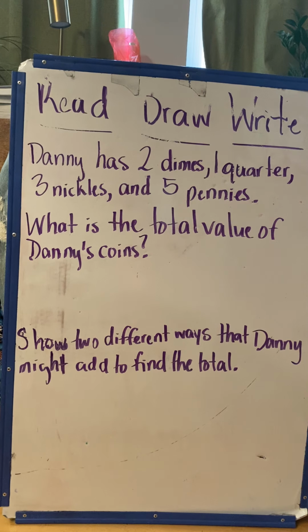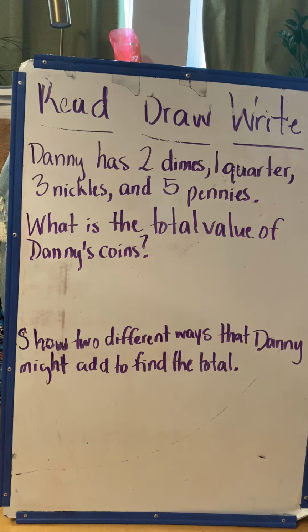So, we're going to start off by completing our read, draw, write problem. It says Danny has 2 dimes, 1 quarter, 3 nickels, and 5 pennies. What is the total value of Danny's coins? It also says show 2 different ways that Danny might add to find the total.